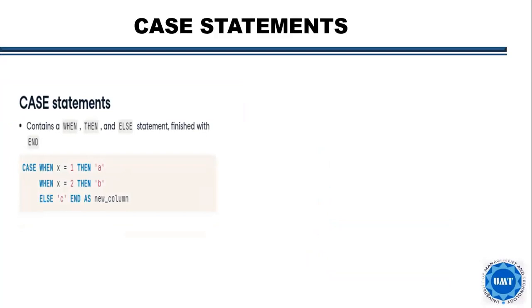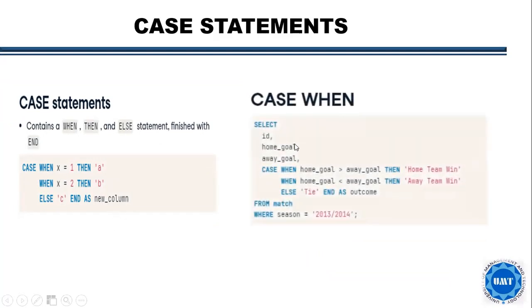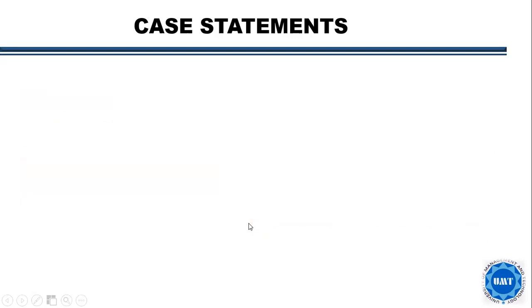So what actually is a case statement? It contains when, then, and else statements, finished with the end. Case syntax is: when X is 1, then the result will be this. When, then, else, and end. Case when the home goal and away goal, and then the home team wins. And when it is greater than the other goal, then the away team wins. Else, tie, and as outcome. This is the case syntax.